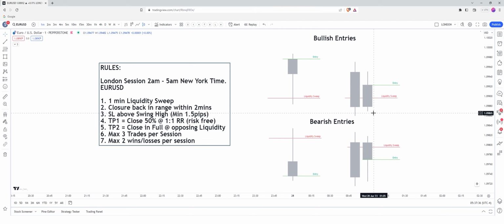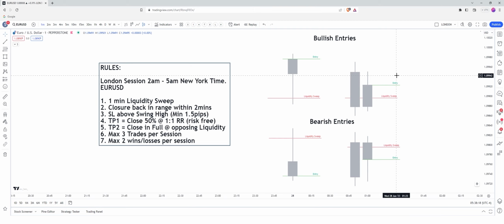Now for trade management, we're going to be taking 50% of the trade off when it reaches 1-to-1, and this makes us risk-free really quickly. We can then let the rest of the trade run until an opposing level of liquidity is taken.